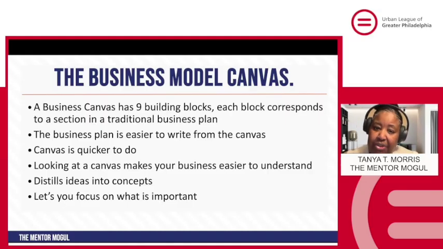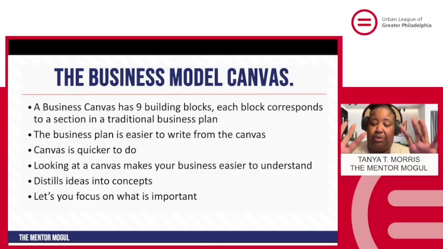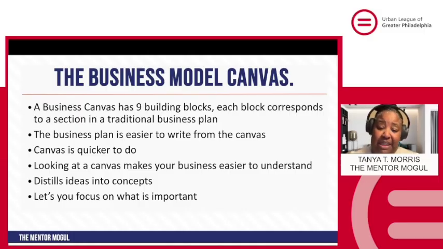The canvas is quicker to do. That's why we call it a sprint. And then looking at the canvas makes your business easier to understand. When you take the canvas, and you're all going to get a copy tonight, and you spread it out on a bigger framework where you can actually look at it in these different blocks, it helps you get a better understanding of the type of business that you have, and what the things are that you need to start, grow, and scale your business.